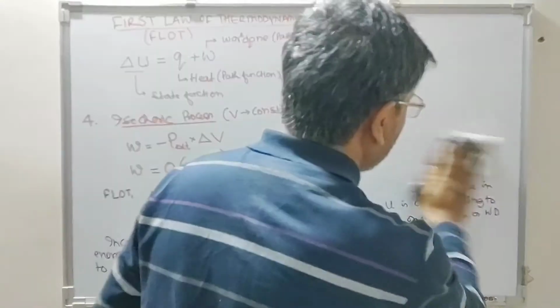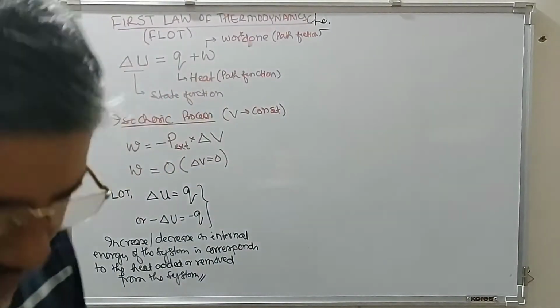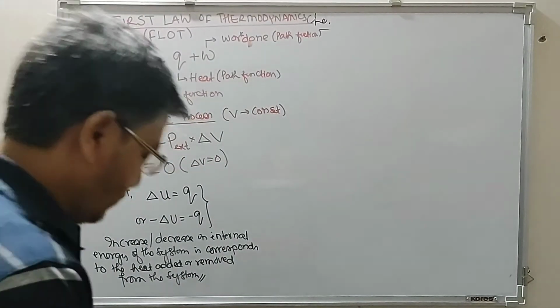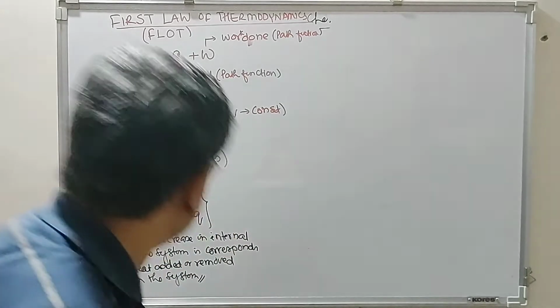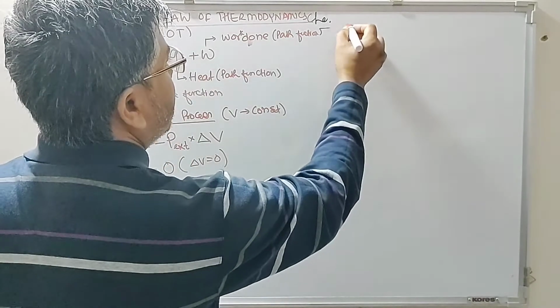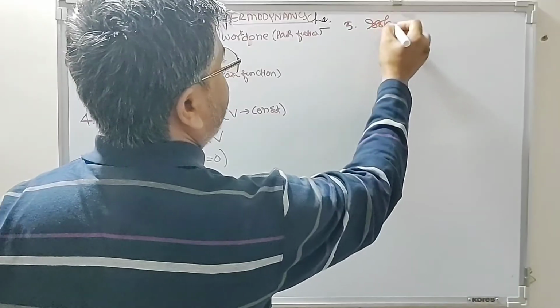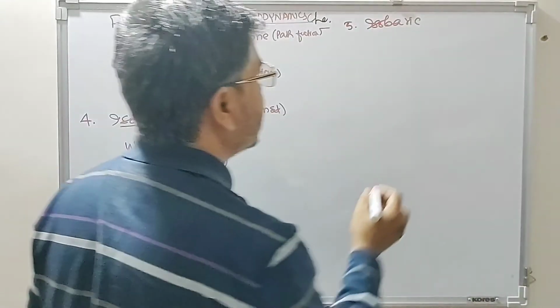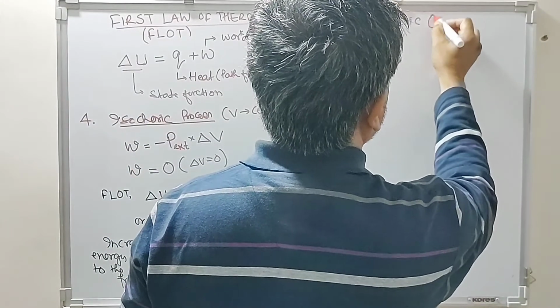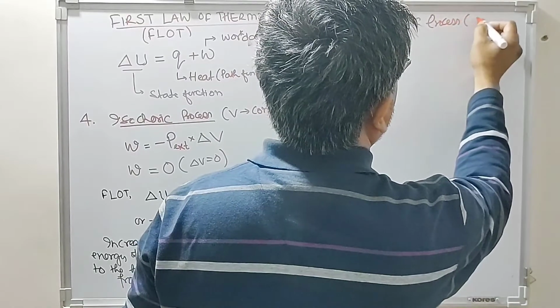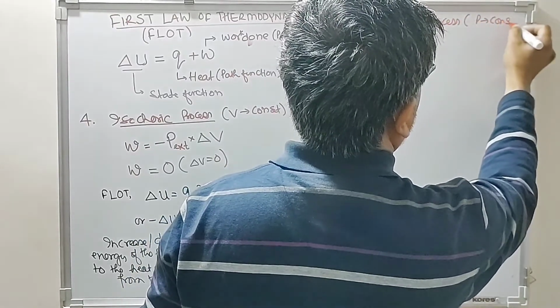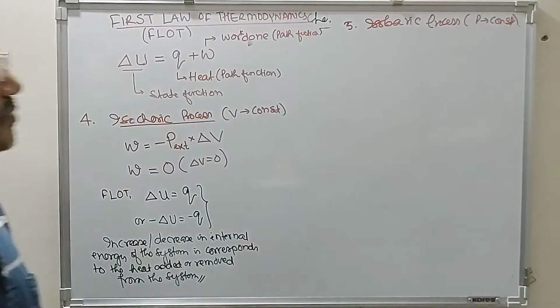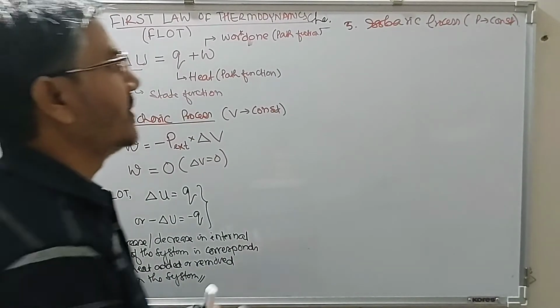Number 5, isobaric process, that is constant pressure condition. Isobaric process is one in which pressure remains constant.